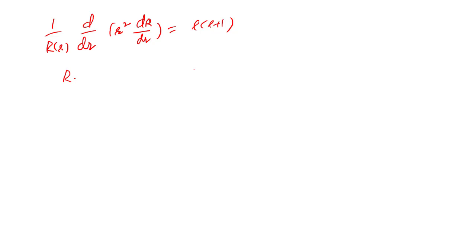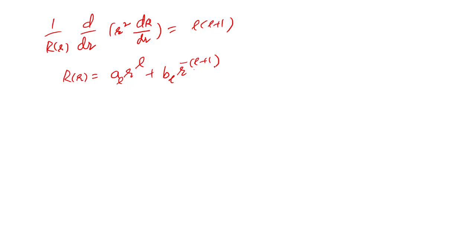So let me rewrite this r equation. The r equation would look like 1 over R of r, d by dr, r squared dR by dr, is equal to L into L plus 1. Now for this, the general solution is R of r is equal to some A times r to the power L plus some B times r to the power minus (L plus 1).